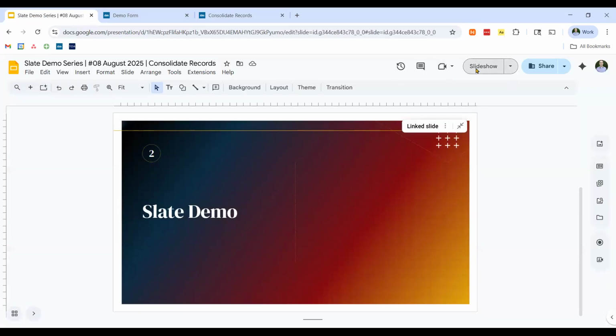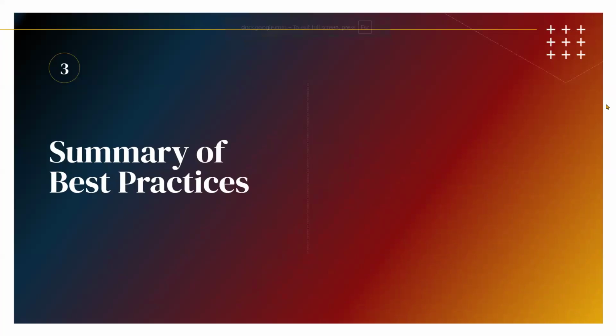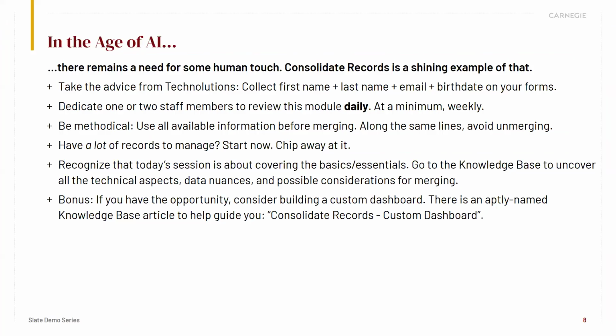Let's head back here to just wrap up with some best practices. A summary of them, in fact, and where to take this from here if you're yearning for a little more information, knowing again that at Carnegie, we often do 60 or 90-minute trainings on this topic. I haven't mentioned, but I love this tool. In the age of AI, it's pretty emblematic that there's still a need for human touch.